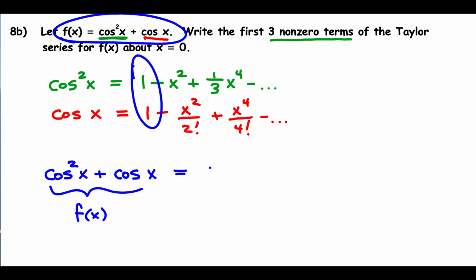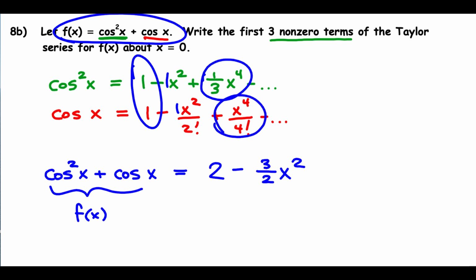Well, 1 plus 1, of course, is 2. We have 2 negatives added together. That's going to be negative. This is minus 1x squared. This is minus 1/2 x squared. That's going to be minus 1.5 or 3/2 x squared. Then finally, the fourth powers, we have 1/3, and we have 1 over 4 factorial. That's 1/24.